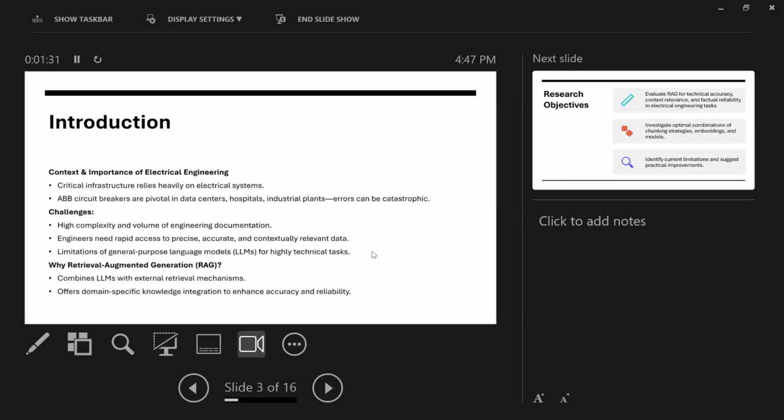So starting off with the introduction, why did I think about this research in particular? I myself am an electrical engineer. I graduated 4 years ago with a bachelor's in electrical engineering, and since then I've worked in a couple of construction and facility maintenance companies as an electrical engineer. I spent 2 years working as an MEP, that's mechanical electrical plumbing, engineer in a construction company, and right now in my current role, I'm a facility maintenance engineer with more than 2 years of experience.